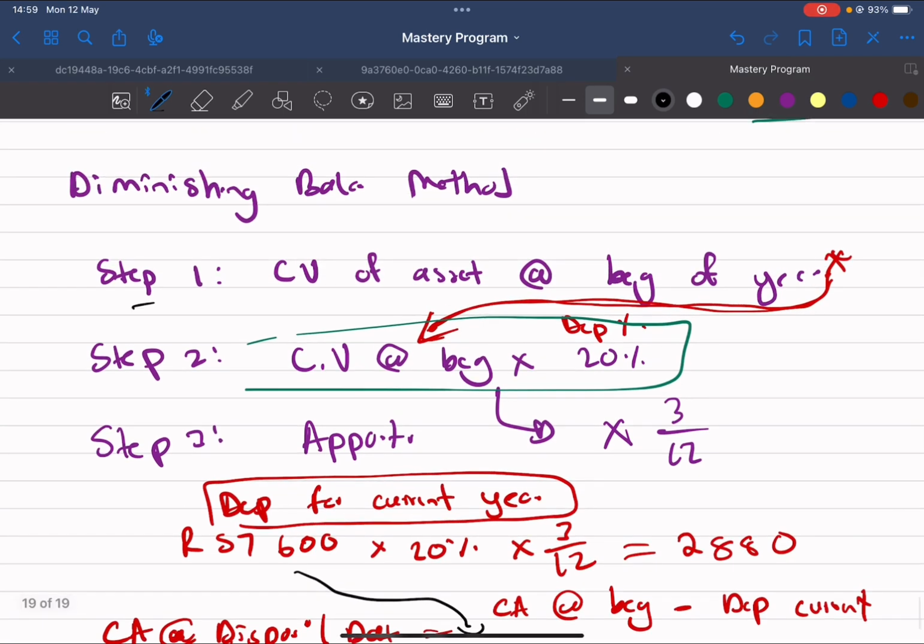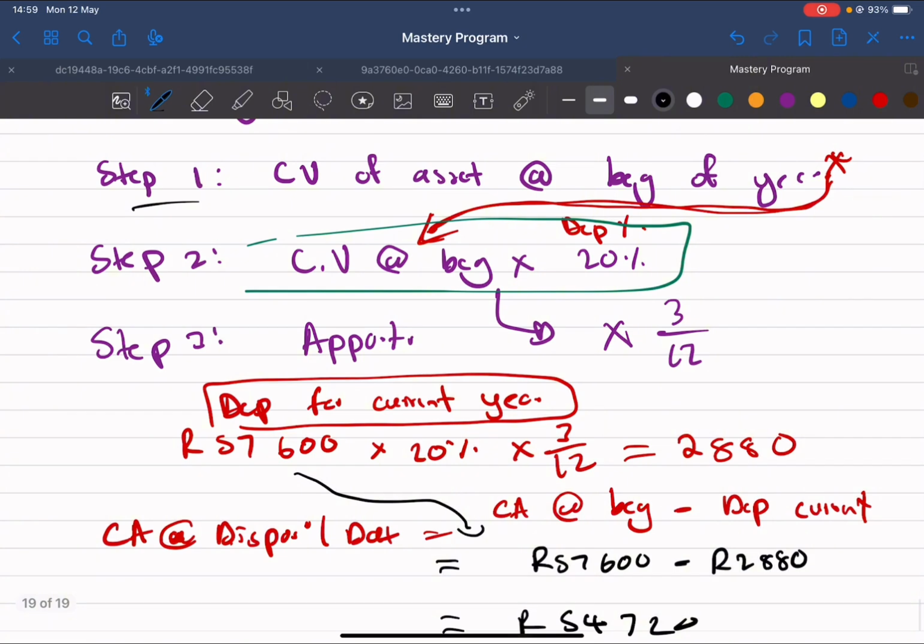So it's always step number one, find the carrying value of the asset at the beginning of the year, and then after that use it to calculate the depreciation and apportion for the number of months that the asset was in the business. So I hope you found this video valuable.